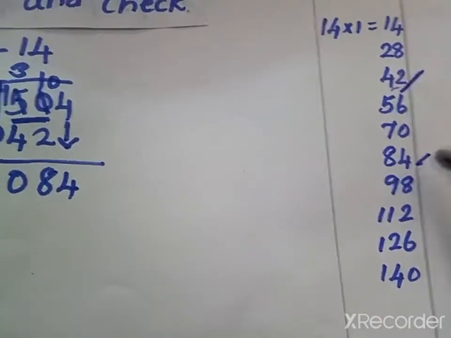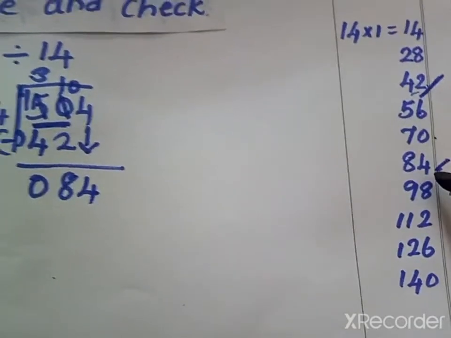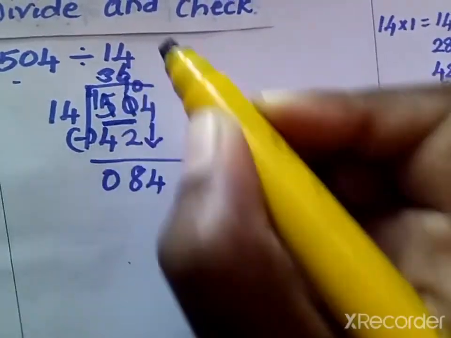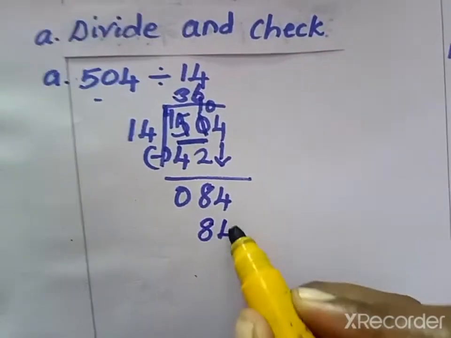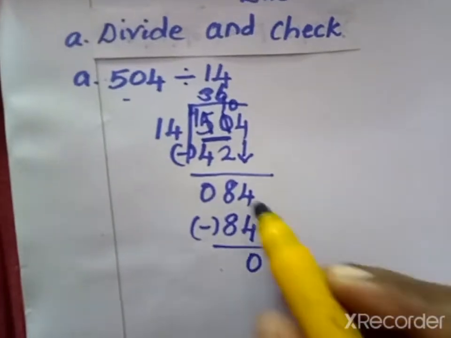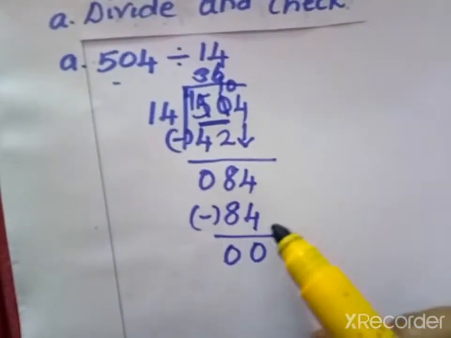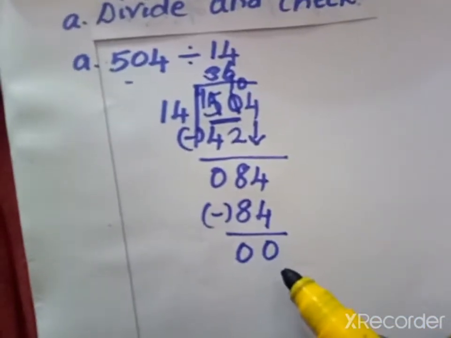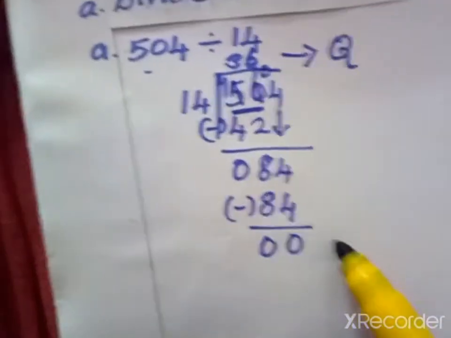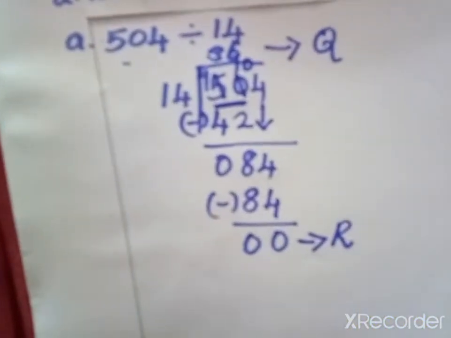At what times we get 84? So 1, 2, 3, 4, 5, 6. So at 6th time we get 84. So we have to write 6 over here and 84 here. So next we have to subtract. 4 minus 4, 0. 8 minus 8, 0. So here we don't have any digit to bring it down. So we can stop our division here. So our answer is 36. That is our quotient. And here we have 0 as our remainder. So we can mark it as R.